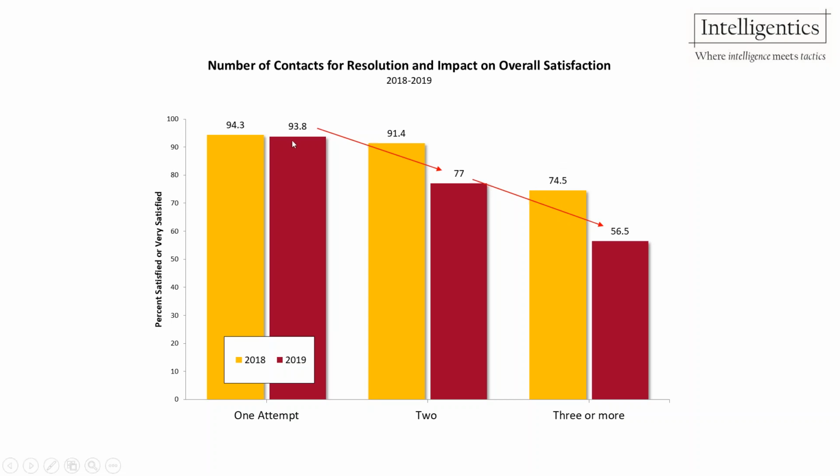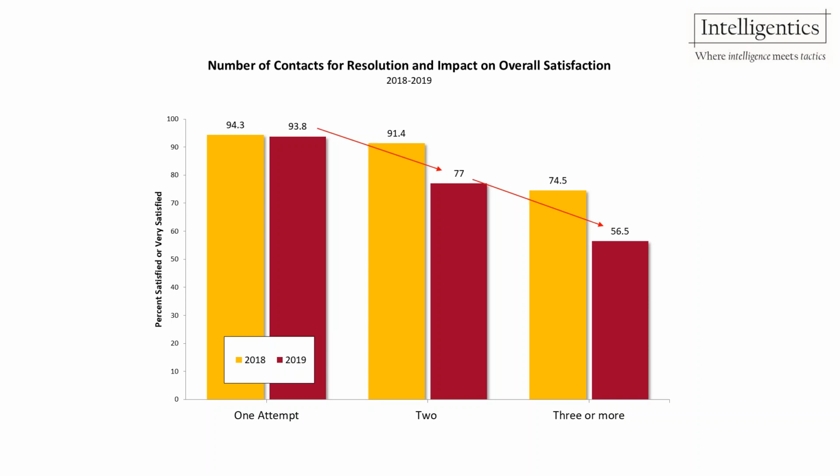The real story here is what happened in 1 year, and this is why you need to continue to listen to your customers, because their expectations change all the time. In 1 year, the impact on satisfaction increased greatly from going just from 1 contact to 2. Now, if it took me 2 contacts, only 77% were satisfied or very satisfied, and 3 or more dropped even more, only 56.5% satisfied or very satisfied.